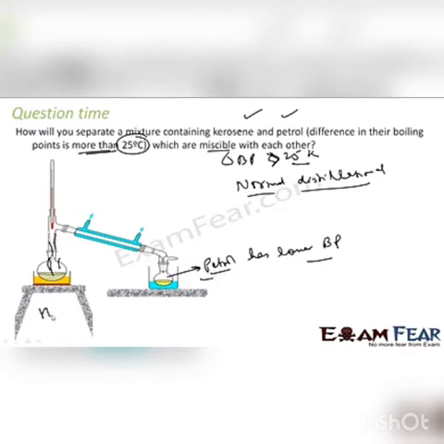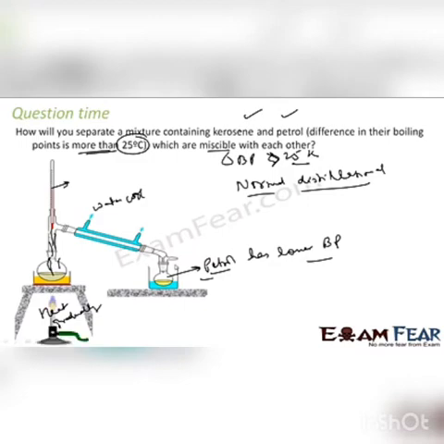You have to heat gradually, and then you have to maintain the temperature. Temperature maintenance is critical here. You have to maintain the temperature at the boiling point of petrol only, and in that case the petrol will vaporize, and here is the cool water inlet and outlet, which liquefies the petrol vapors, and you get this liquid petrol in this condenser.